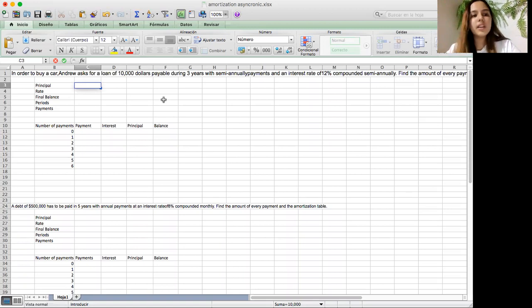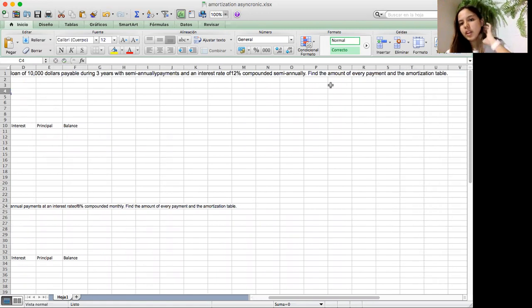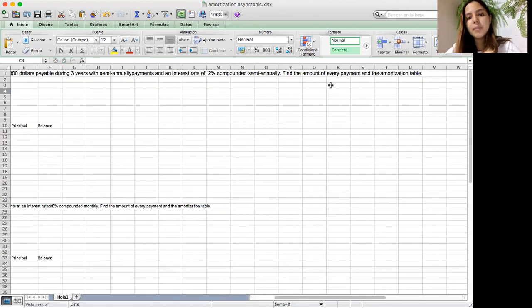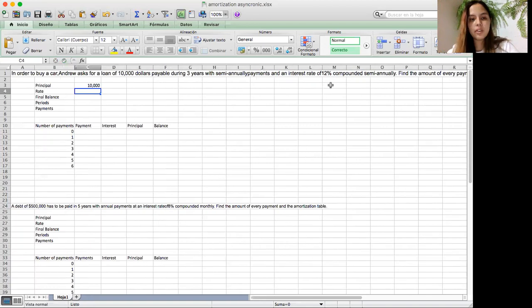So the first one says, in order to buy a car, Andrew asked for a loan of $10,000. That is our principal. Payable during 3 years with semi-annual payments and an interest rate of 12% compounded semi-annually. Find the amount of every payment and the amortization table.